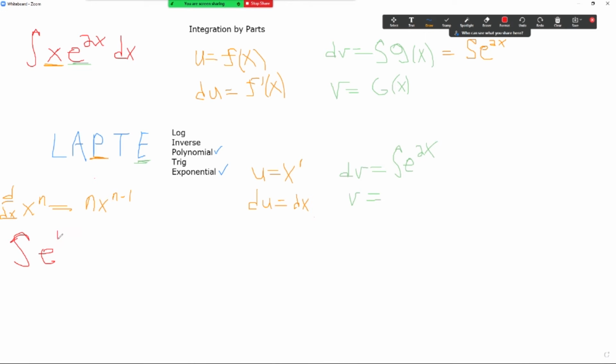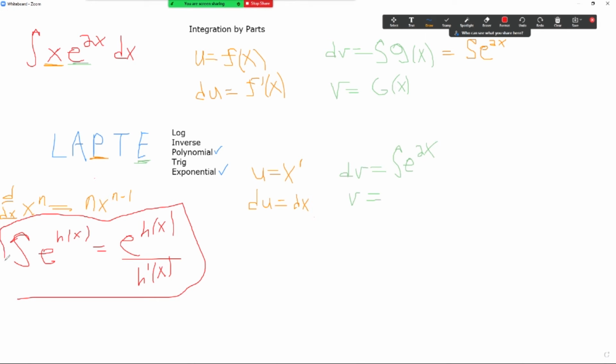We'll call it h of x, because sometimes using the same letters can get confusing. So what I want you to think about here is the antiderivative of e raised to any function is always going to be itself, so e raised to the h of x, divided by the derivative of what it's raised to. So this is a little thing to add in your notes.